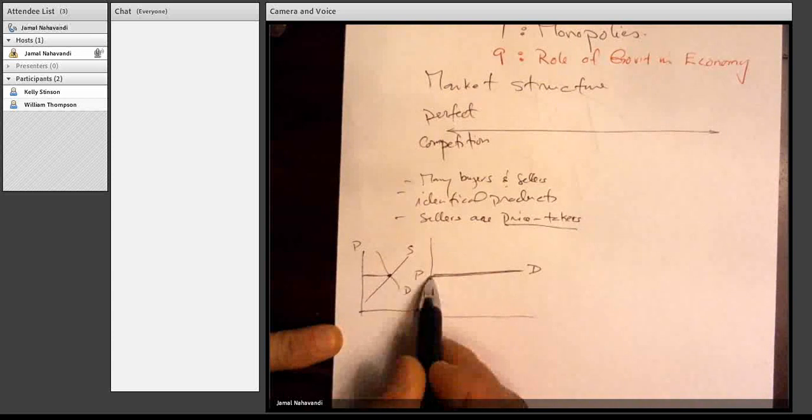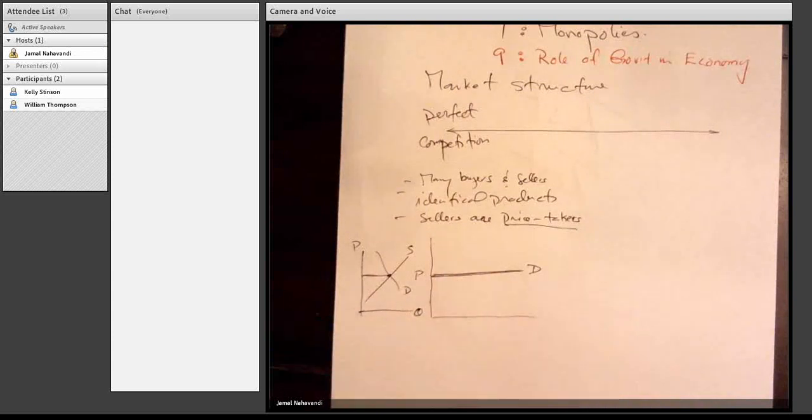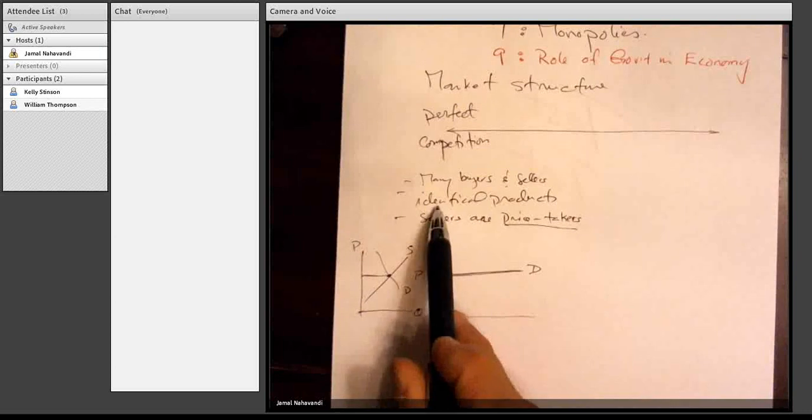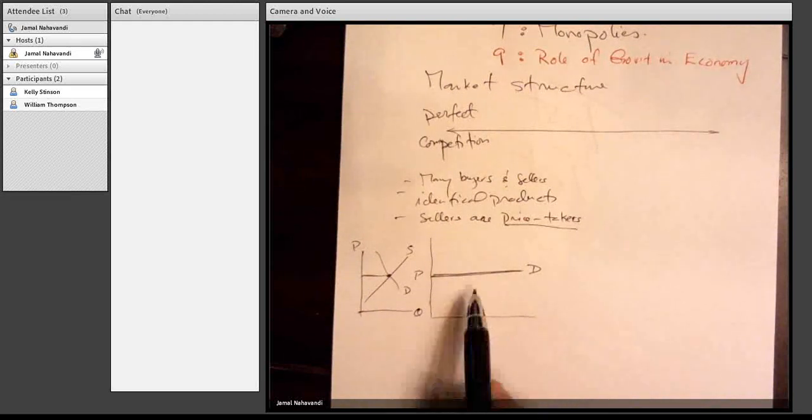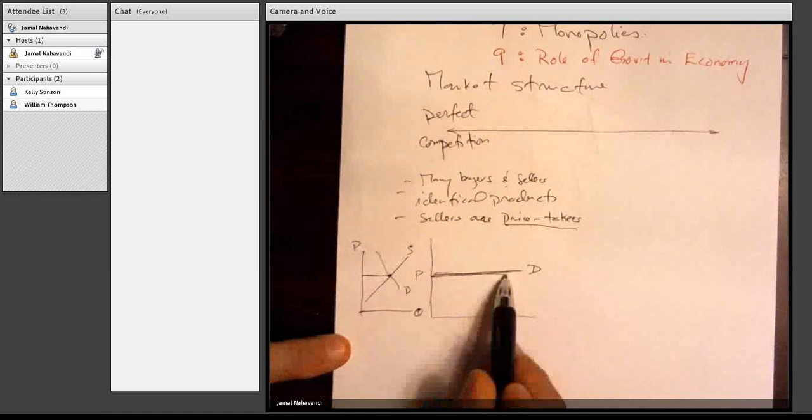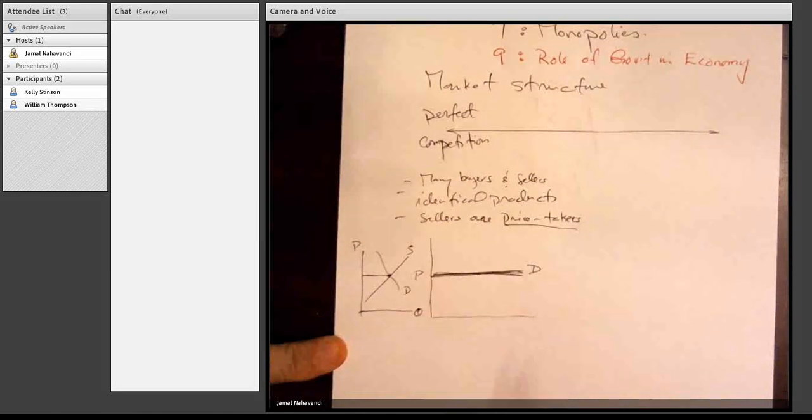This equilibrium price has to be accepted by individual sellers, and since there are so many sellers, nobody can influence the market. Products are identical, consumers have unlimited choices or many choices, and therefore they're extremely price sensitive. That leads to this horizontal demand curve.